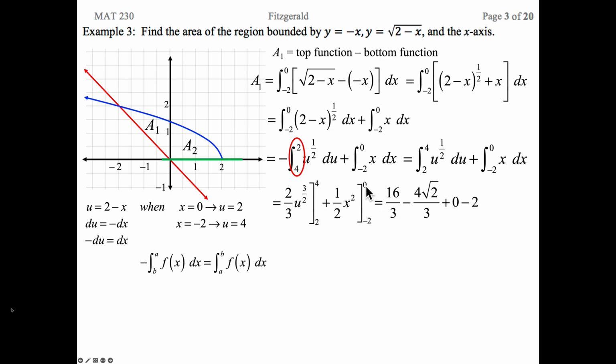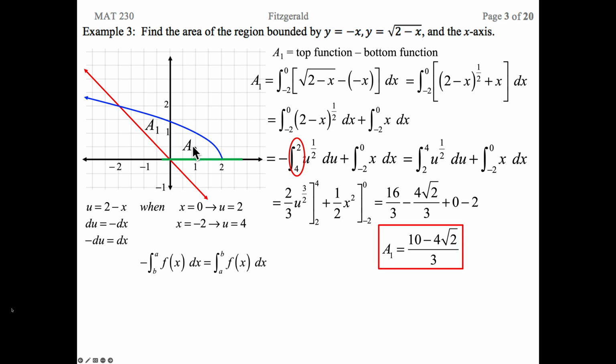Plus, we'll plug in the second upper bound here, 0 squared is 0, well that's 0. Negative 2 squared will be 4, half of 4 is 2, so there's upper bound minus lower bound, that's why there's a minus sign there. We'll combine like terms, so minus 2, we can make that minus 6 over 3, combine it with the 16/3, and we'll get 10/3. So 10/3 minus 4 square root of 2 over 3, we get 10 minus 4 square root of 2 all over 3. That's the area of A1.